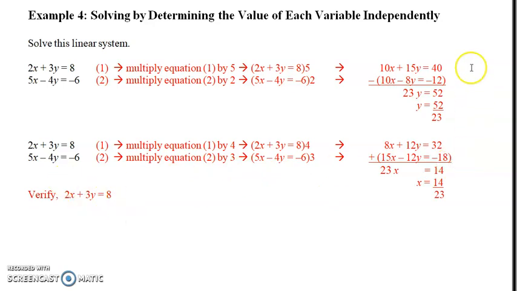So verify, putting the x and y values in. You can pick either equation. I just picked the first one. It doesn't matter, like I said, which one you pick.